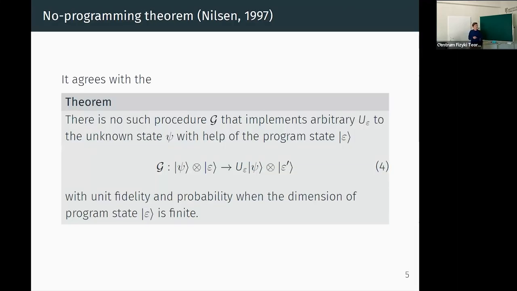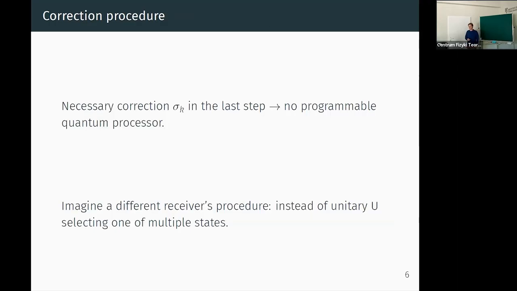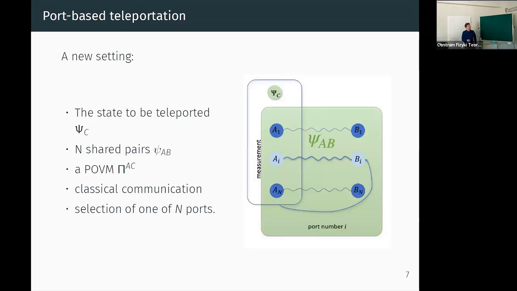All right, so we can see this is an example where this unitary correction on the receiver's side is some sort of a trouble. So let us imagine another protocol where we do not apply a unitary correction, but let's think about something different. So maybe instead of applying a unitary, let's think about choosing some set of states. And this is the scheme for so-called port-based teleportation.